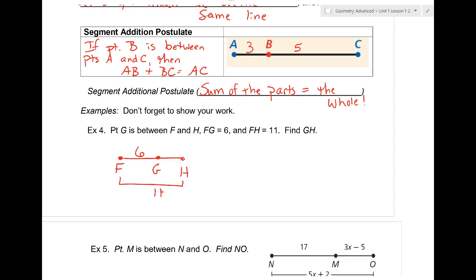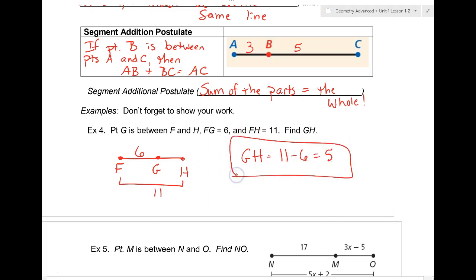So then what's my question asking? It's saying find the length of segment GH. Well, guys, how would you find the length of segment GH? Yeah, just take the whole minus the part, right? All right, there's your work. There's your answer. Woo. But give yourself the visual. Doesn't that become really easy with the visual?